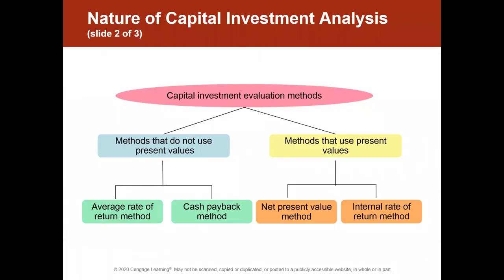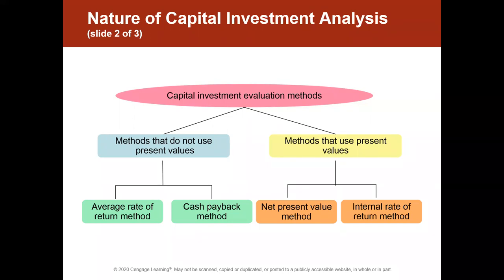So there's really four methods that we use. There's other methods that people smarter than me have come up with, but four that we teach in introductory accounting courses. And they're broken into two categories. There's methods that do not use present values, and then methods that do use present values. We'll talk a little bit about what present values are. The four methods we're going to learn about are the average rate of return method, the cash payback method, the net present value method, and the internal rate of return method.